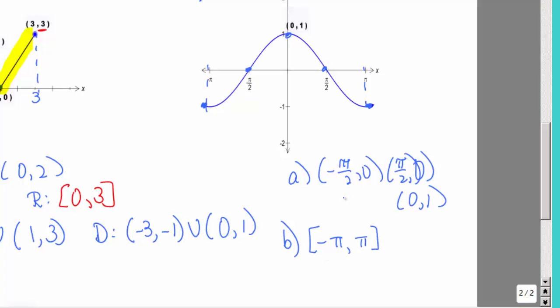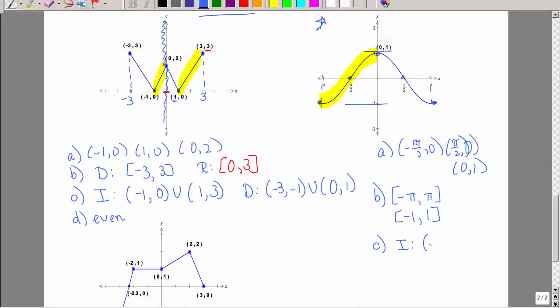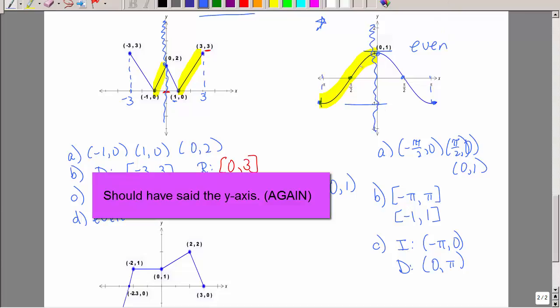And what is the range? Well, it goes from a low of negative 1 to a high of positive 1. Where is it increasing, decreasing, or constant? So increasing from negative pi to 0, and decreasing from 0 to pi. And of course, this is also an even function. It's reflected across the y-axis. The right side looks just like the left side.